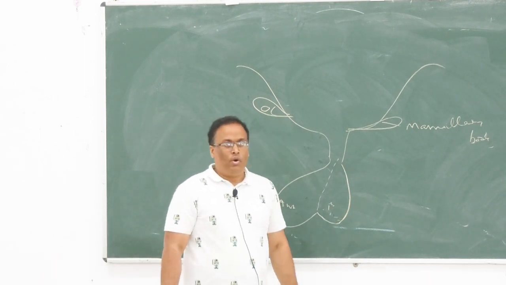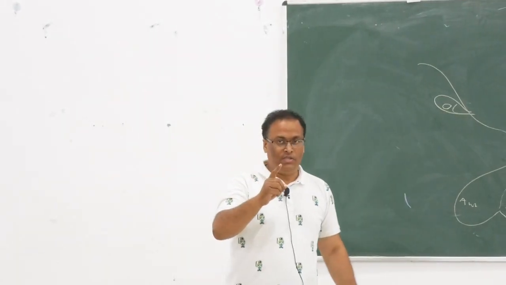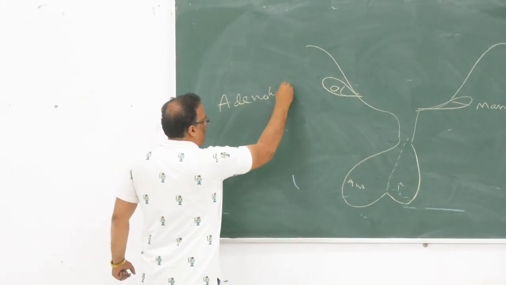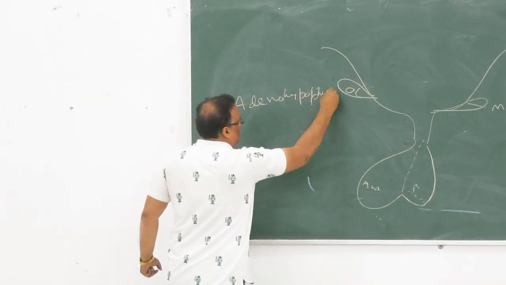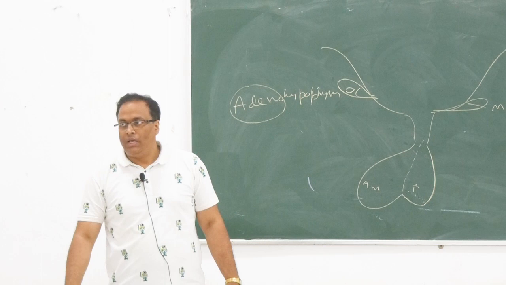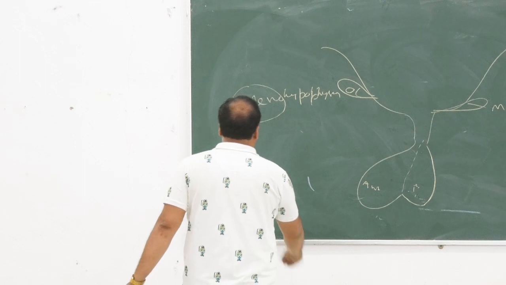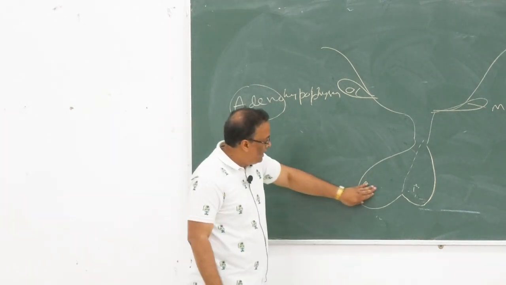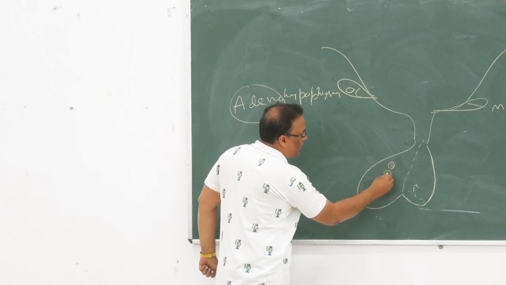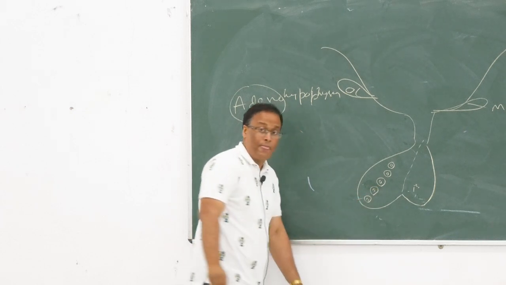Now, what is the other name of the anterior pituitary? Adenohypophysis. Okay. Then this is the adeno. What do you mean by adeno? Anyone? Glands. Very good. Adeno means glands. That means here different types of glands will be there. Different types of glandular cells will be there.